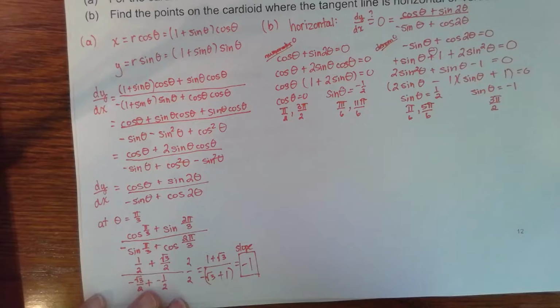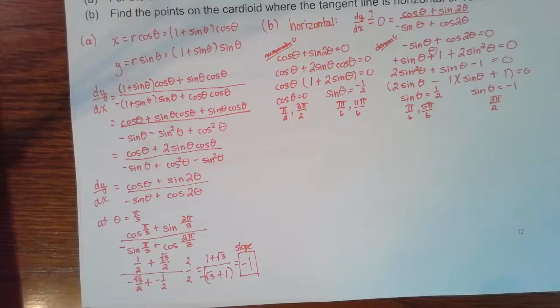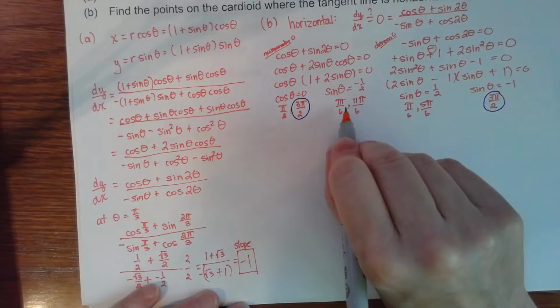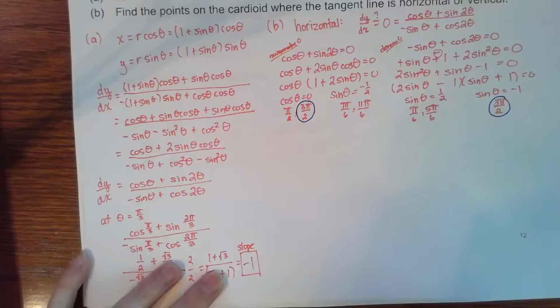Okay. So let's circle the overlap in a different color so we can keep an eye on it. The only place where both the numerator and the denominator are 0 is 3 pi over 2. So in terms of horizontal, where only the numerator is 0 and not the denominator, we've got pi over 2, 7 pi over 6, and 11 pi over 6. And I think this says find the points. And so let's look at the points here.